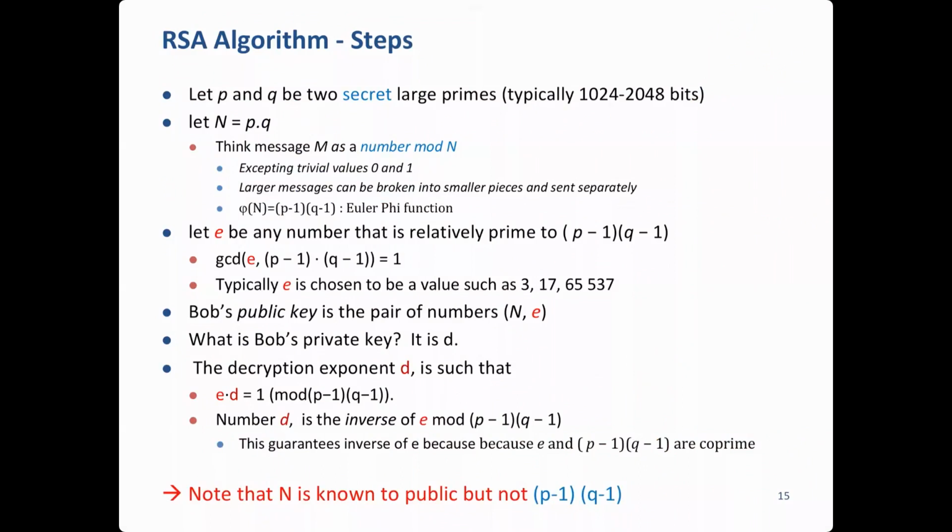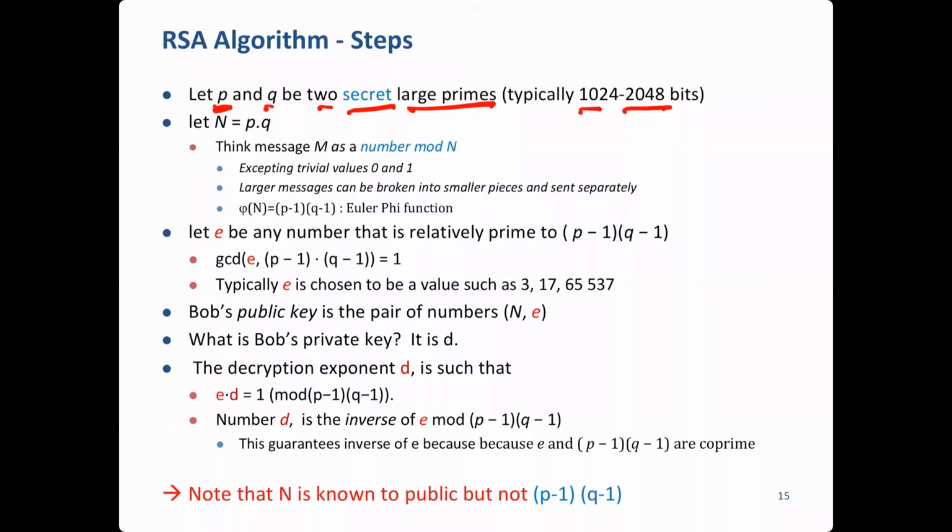P and Q are two large prime numbers, in the order of 1024 to 2048 bits. And now they are secret. Remember, normally when you read algorithms, they don't talk about secret, assuming that you know it, but I have deliberately put it here. These are two secret large primes. Secret to whom?